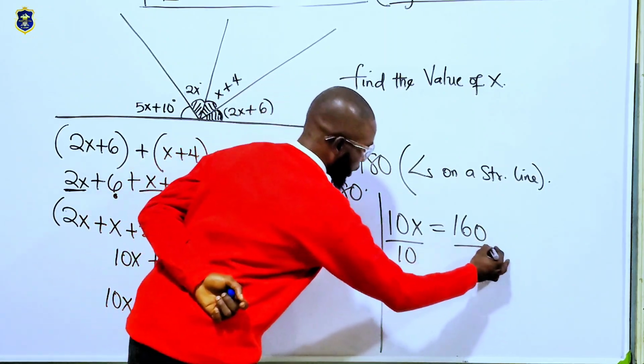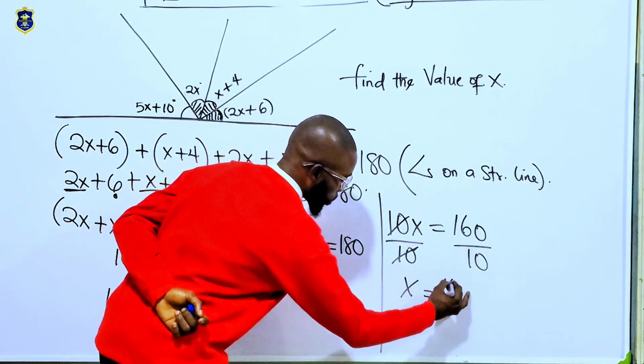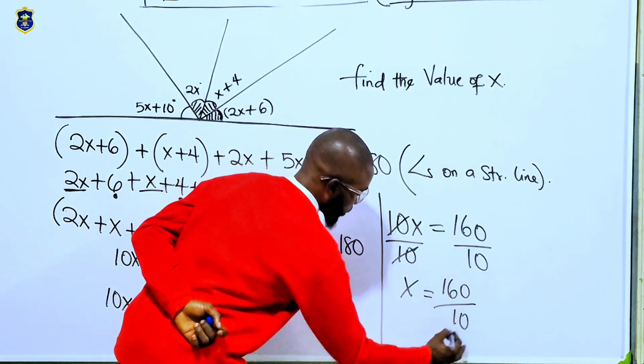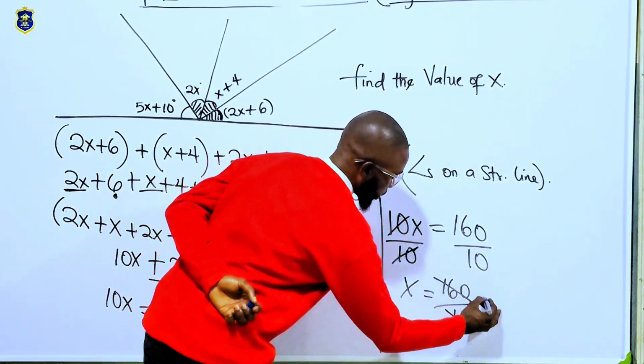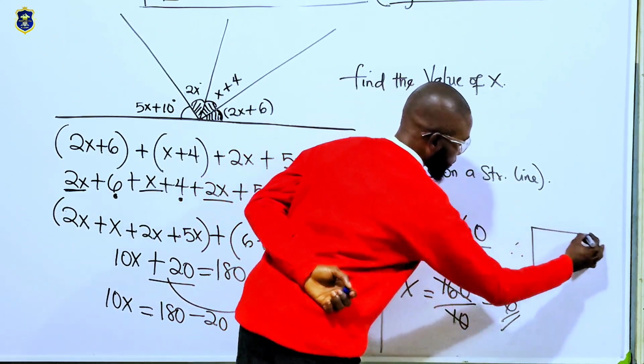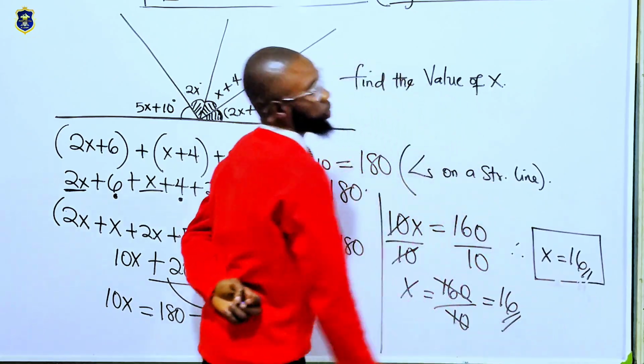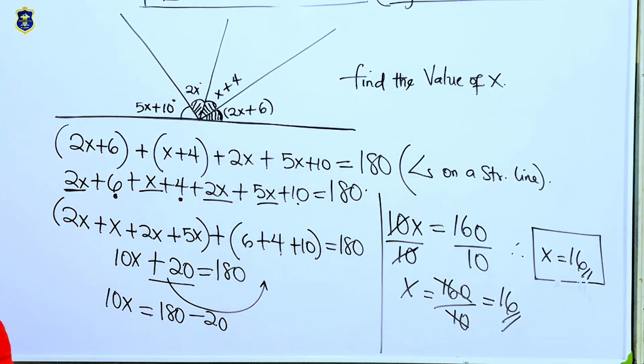Divide both sides by 10, right? 10 will take off 10. x becomes 160 over 10. So the 10 here will take off the 10 here. The answer will be 16. Therefore, the value of x is equal to 16. See how easy it is? That's very simple, right?